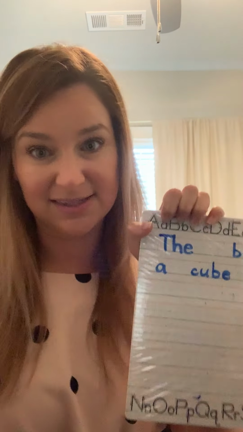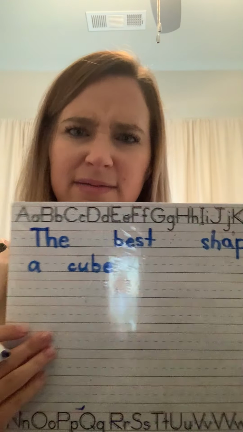The best shape is a cube. That's the end of that sentence. That's the end of that thought. So what do I need? Yeah, I need to dot it. I need to put a period to say I'm done with that thought.